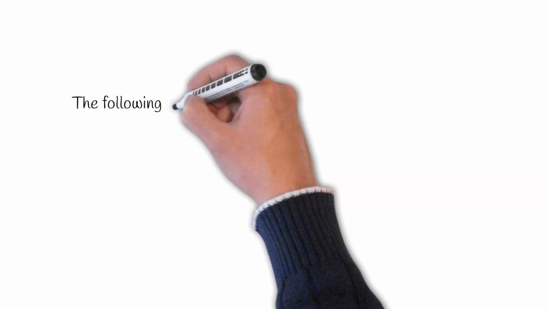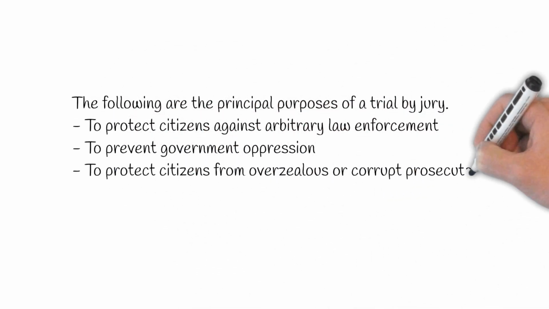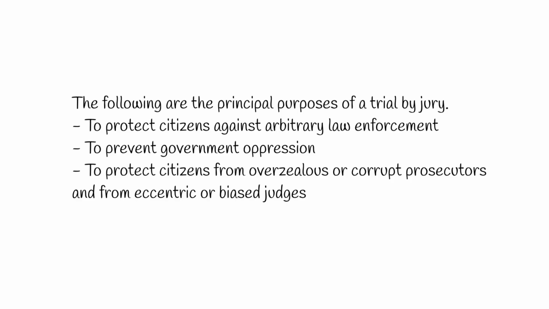The following are the principal purposes of a trial by jury: to protect citizens against arbitrary law enforcement, to prevent government oppression, to protect citizens from overzealous or corrupt prosecutors, and from eccentric or biased judges.